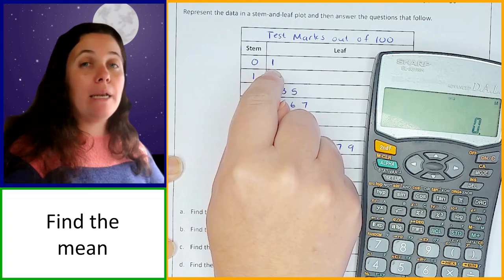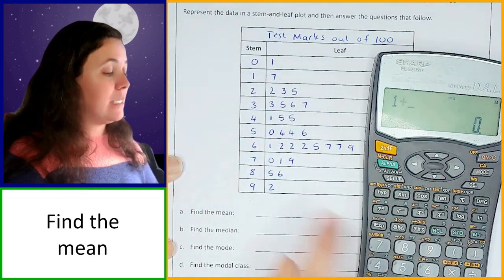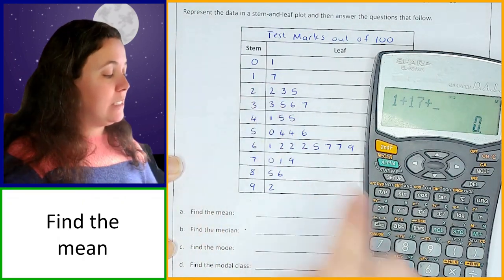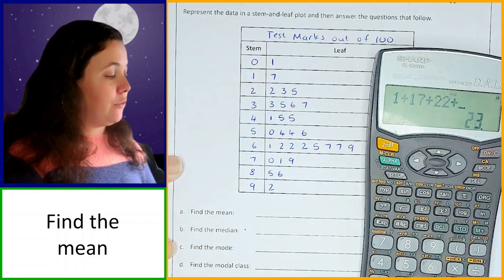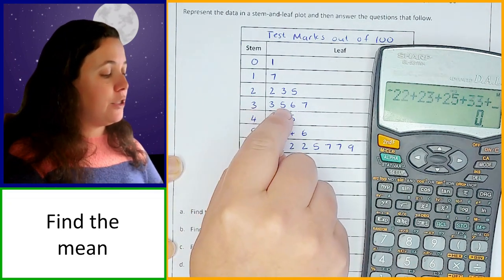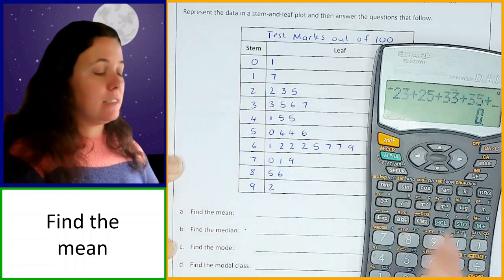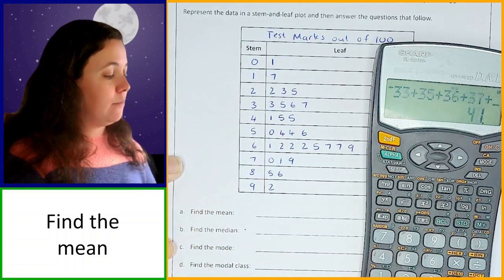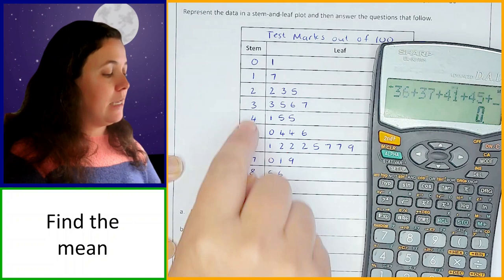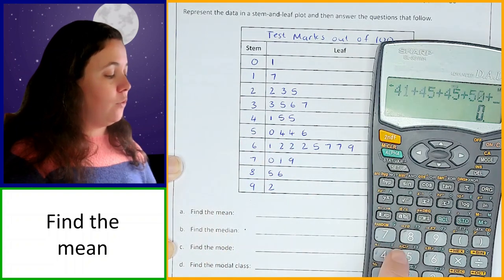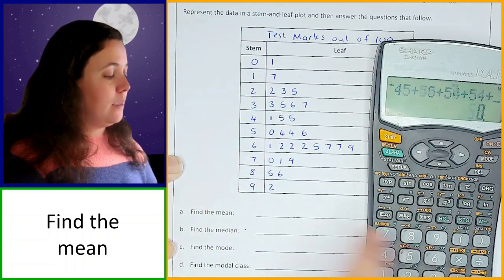Over here, the 1 is actually just 1 because it's got 0 tens, so it's 1 plus. But this 7 is actually 17 plus. This 2 is 22. This 3 is 23. And this 5 is 25 plus. Then over here, I've got 3, which is 33 plus 35 plus 36 plus 37 plus. Then over here, I've got 41 plus 45 plus another 45 plus. Then over here, 50 plus 54 plus another 54 plus 56.